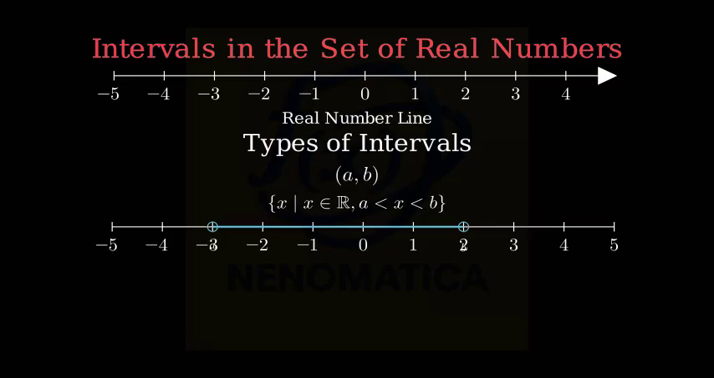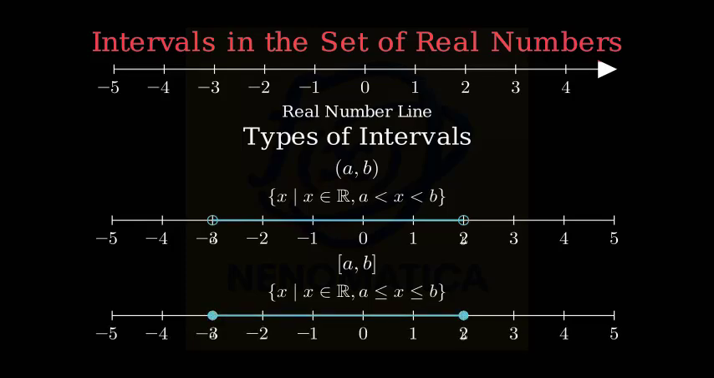Next, we have the closed interval, denoted as [a, b] in square brackets. A closed interval includes all real numbers x such that x is greater than or equal to a and less than or equal to b. On the number line, we represent this with solid dots at the endpoints a and b, indicating that the endpoints are included in the interval.